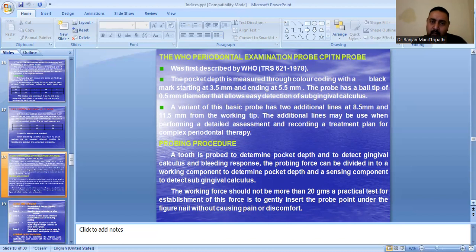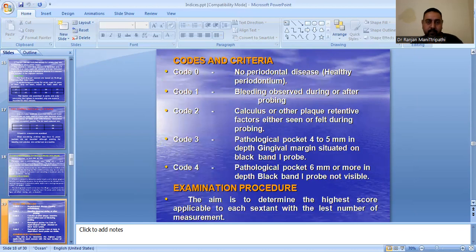The probing procedure: a tooth is probed to determine pocket depth and to detect subgingival calculus and bleeding response. The probing force can be divided into a working component to determine pocket depth and a sensing component to detect subgingival calculus. The working force should not be more than 20 grams. A practical test for establishing this force is to gently insert the probe point under the thumbnail without causing pain or discomfort.